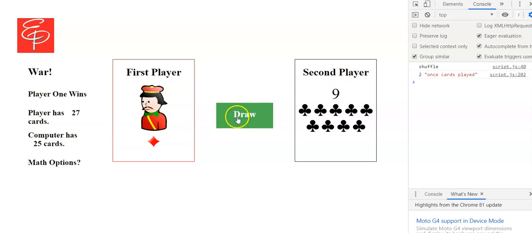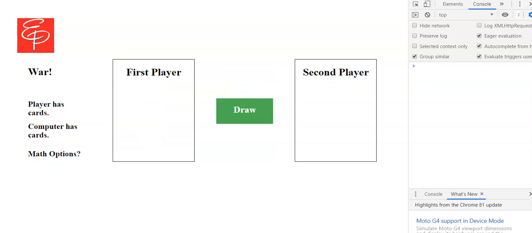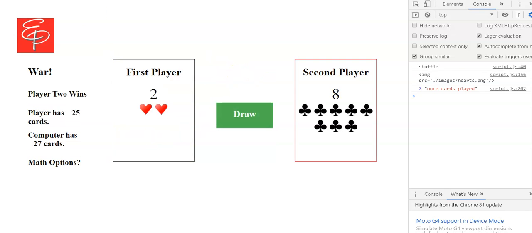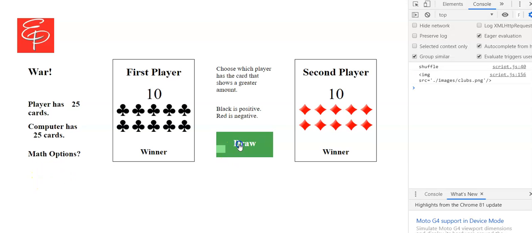So let's see. Oops, I didn't put the math options on. I did it again. Anyway, I already played it for you in the beginning, so you know how it works. So this is the winner.